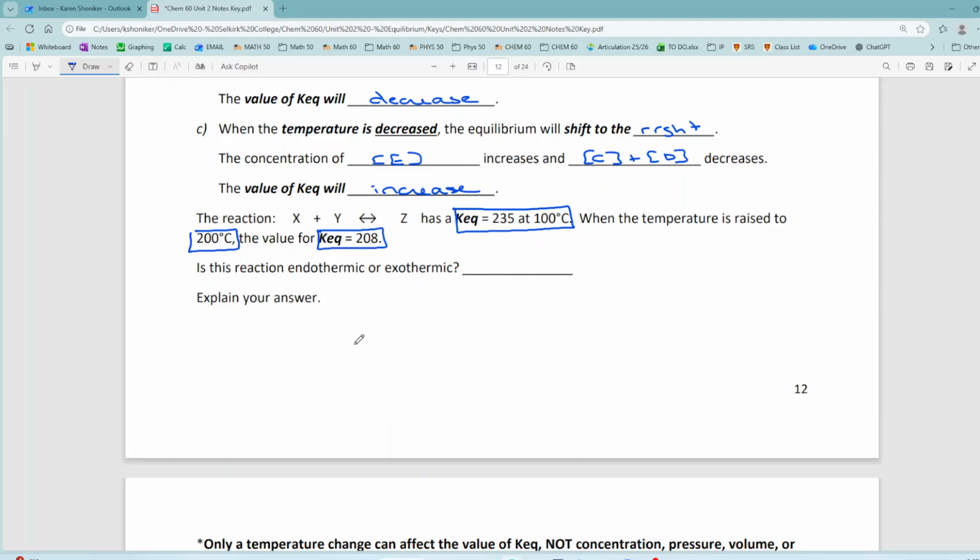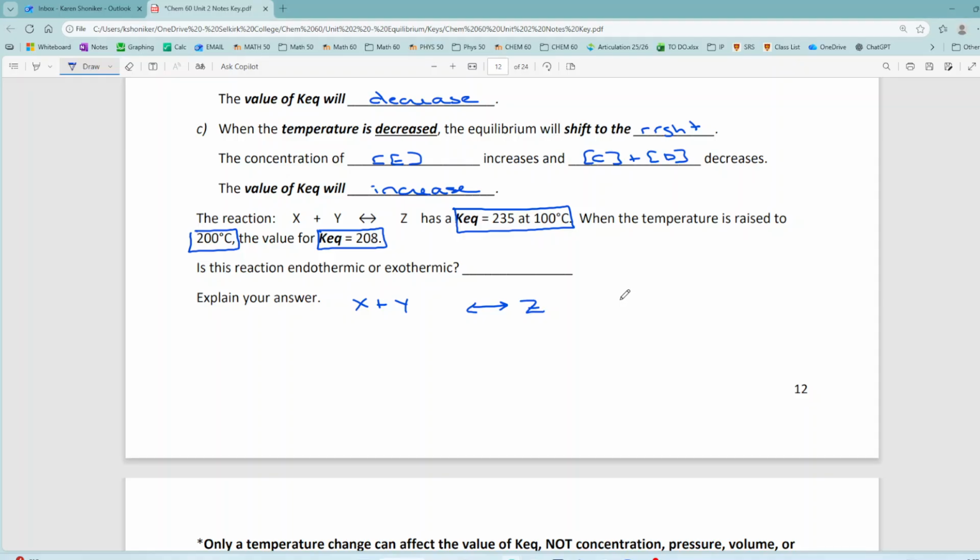So what we want to determine is, looking at whether this was an increase or decrease in temperature, did that cause an increase or a decrease in the value of your equilibrium constant? From that, you should be able to tell if the reaction was endothermic or exothermic. So let's look at this. We've got X plus Y. I'm going to leave room to write my heat term depending upon where it goes, and then I'm going to determine from there if it's exo or endo.